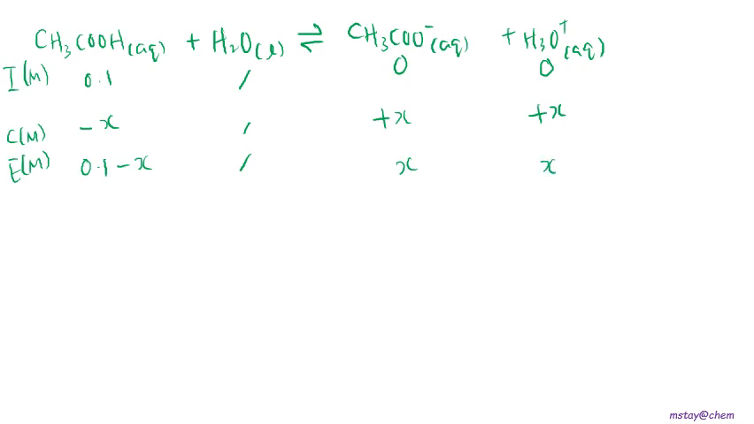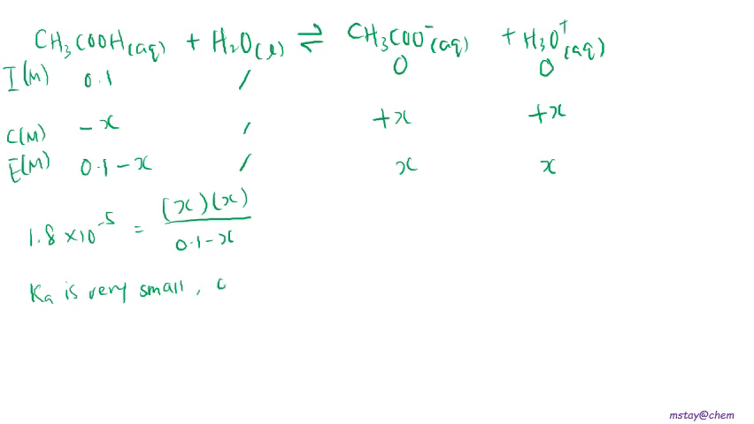Then, based on the question, the Ka value is 1.8 exponent negative 5. So we use concentration of products over reactant, which is x multiplied by x over 0.1 minus x. Because Ka is very small, exponent negative 5 or less, 0.1 minus x will approximately equal 0.1. So with very simple mathematics, we take 1.8 exponent negative 5 multiplied by 0.1 equal to x squared. So x is equal to plus minus 1.34 exponent negative 2 molar.